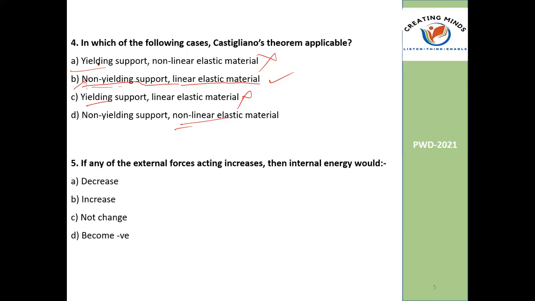Next. If any of the external force acting increases, consider one system where you apply a load of 10 kilonewton. Next, on the same system you apply 20 kilonewton. What happens here? Energy. Resistant capacity. Internal resistance force increases. So the energy also increases. Yes, energy also increased. The answer is B. It is not decreasing, it is not negative. Clear? It will increase.